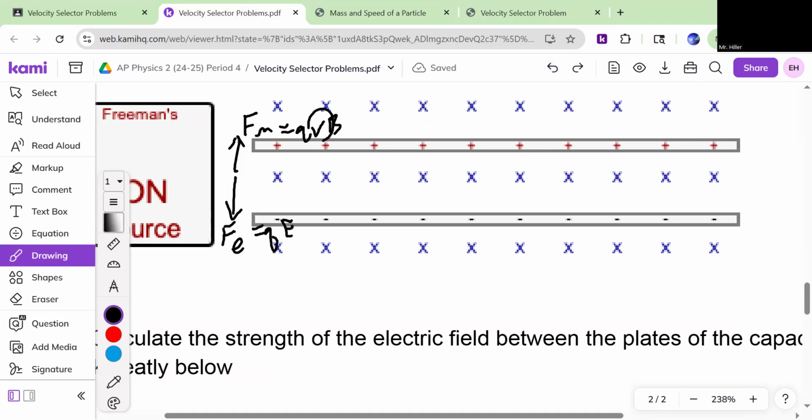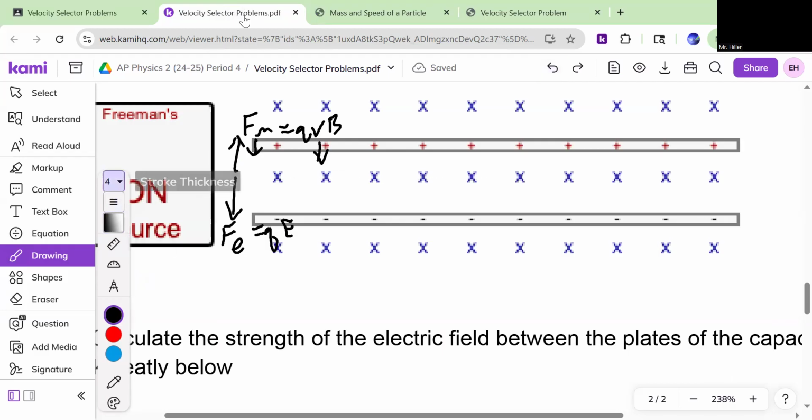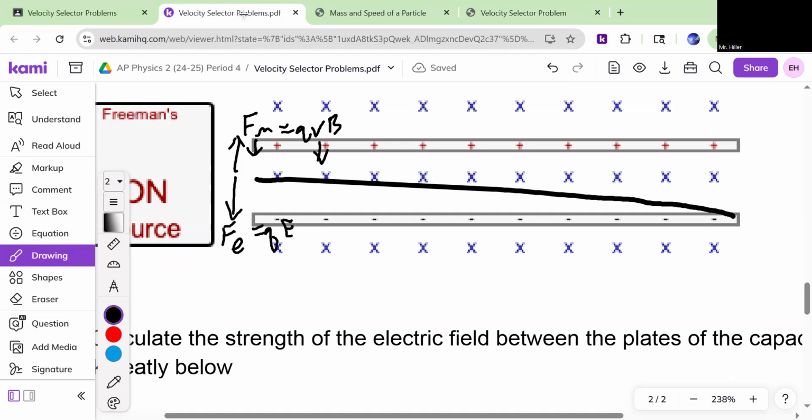But if the speed is changing too fast, too slow, or just right, then that's going to affect the magnetic force. So let's think this through. Too slow. What would too slow be? Well, too slow would be a lower magnetic force. That would be a greater electric force. That would mean that the charge is going that way. The charge is deflecting that way. That would be too slow.